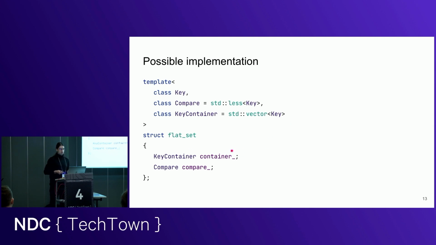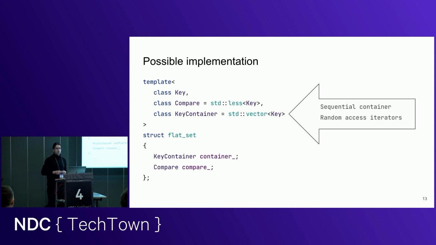Here we have two members, one for the container and one for comparing. And there are some very important limitations for the container and for iterators. Based on the standard, we should have a sequential container that provides random access iterators for performing binary search efficiently. So it means that not all containers can be used here. It should satisfy this particular requirement.